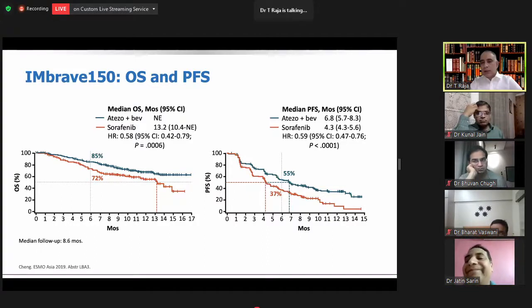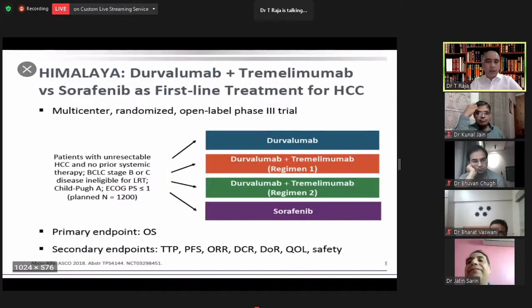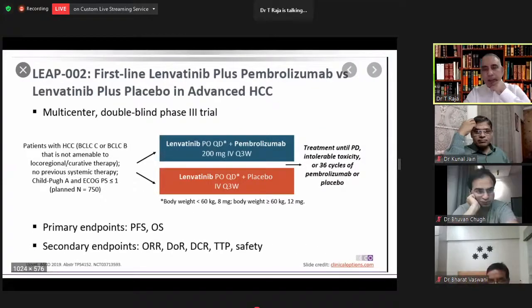Okay. Dr. Amol, there are some contenders, as was presented earlier, the doublet of durvalumab plus tremelimumab, and we have lenvatinib plus pembrolizumab in LEAP-002, and how significant do you expect these as a contender to the IMbrave150, Dr. Amol?